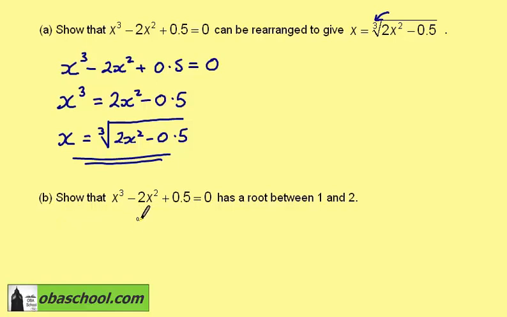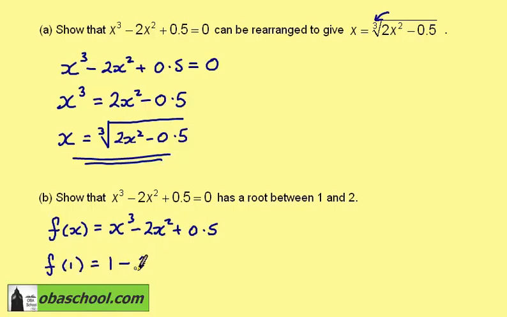We now want to show that x cubed minus 2x squared plus 0.5 equals 0 has a root between 1 and 2. So let's let f of x be equal to x cubed minus 2x squared plus 0.5. f of 1 is then going to be 1 take away 2 plus 0.5, which is minus 0.5.